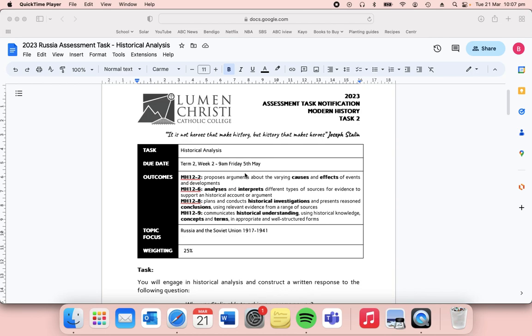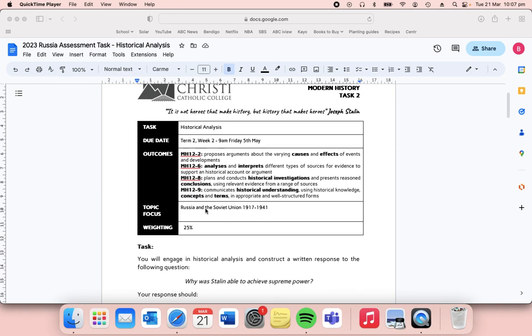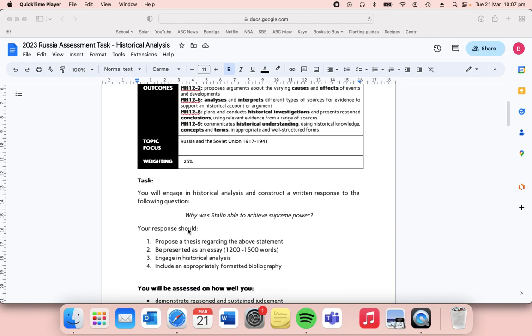Here are the outcomes that you will be assessed on. Don't worry too much about this. This is more for me than you. Topic focus, obviously Russia, and it's going to be worth 25%. Each of your assessment tasks is worth 25, so it's a nice, easy add up.